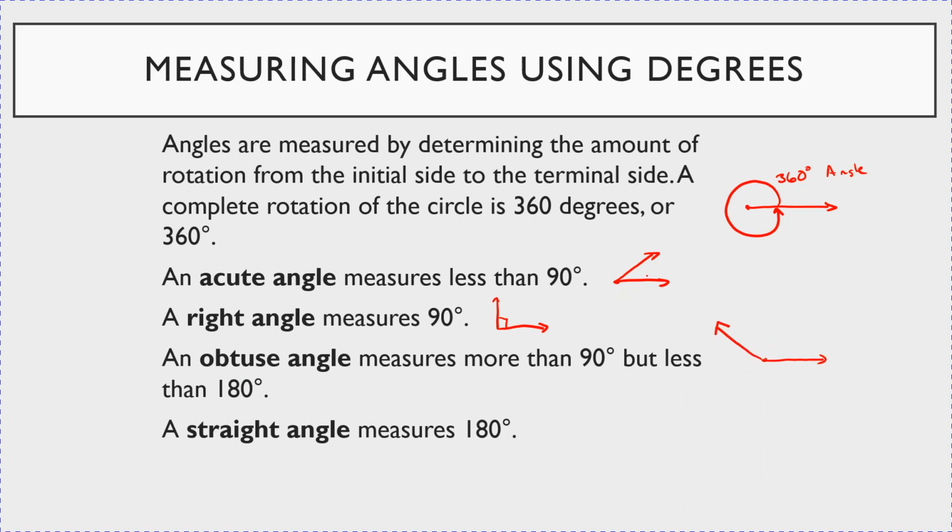Okay, let me go back like this. This is an obtuse angle, more than 90 degrees. And a straight angle measures 180 degrees, so it would look like this. Okay.